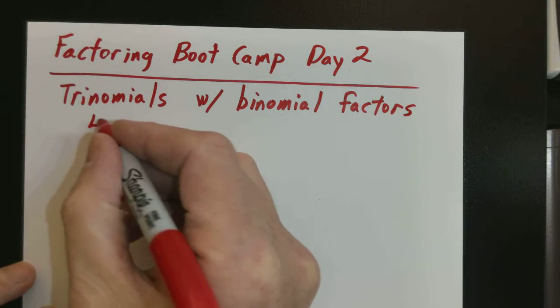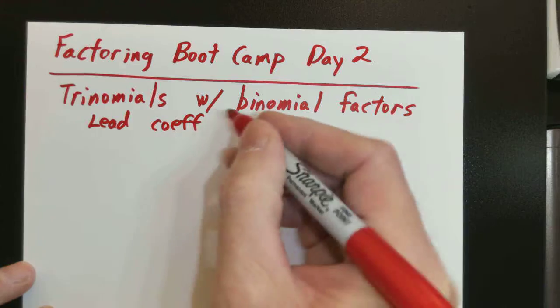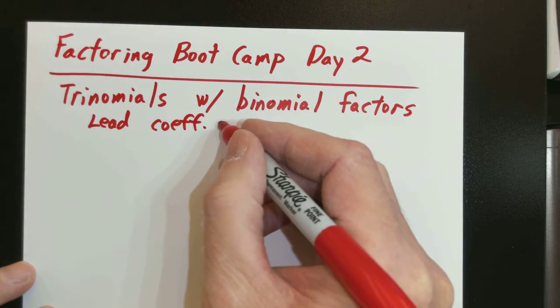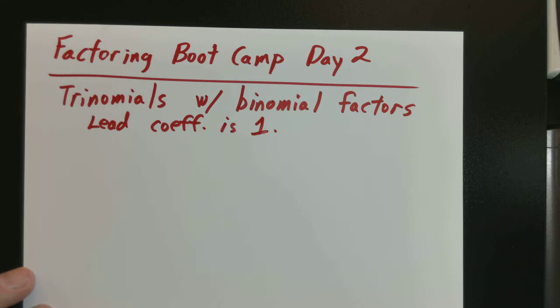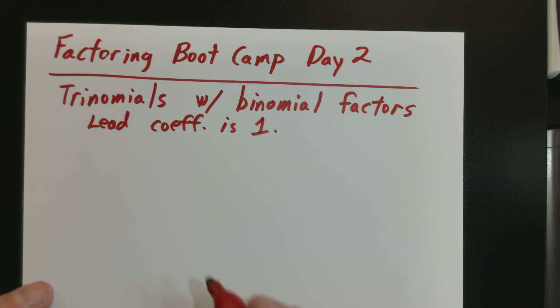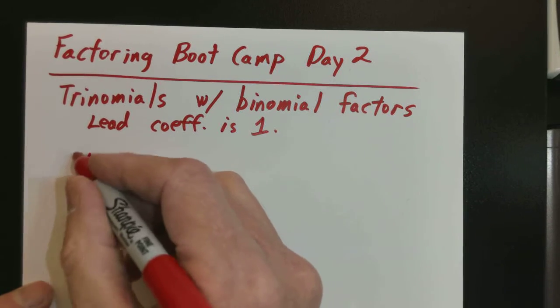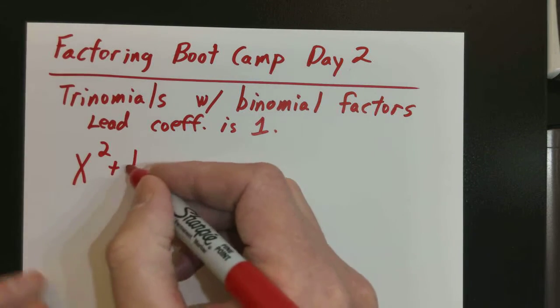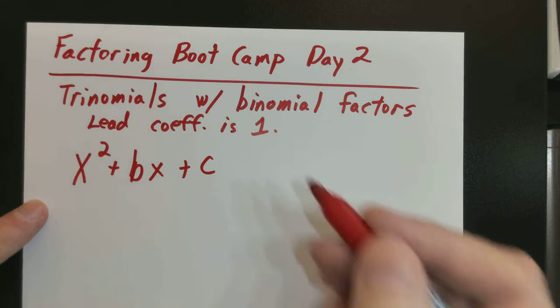Now on this, for the ones we're going to do right now, the lead coefficient is 1. So generally, if we have a lead coefficient of 1, it's just x squared plus bx plus c.